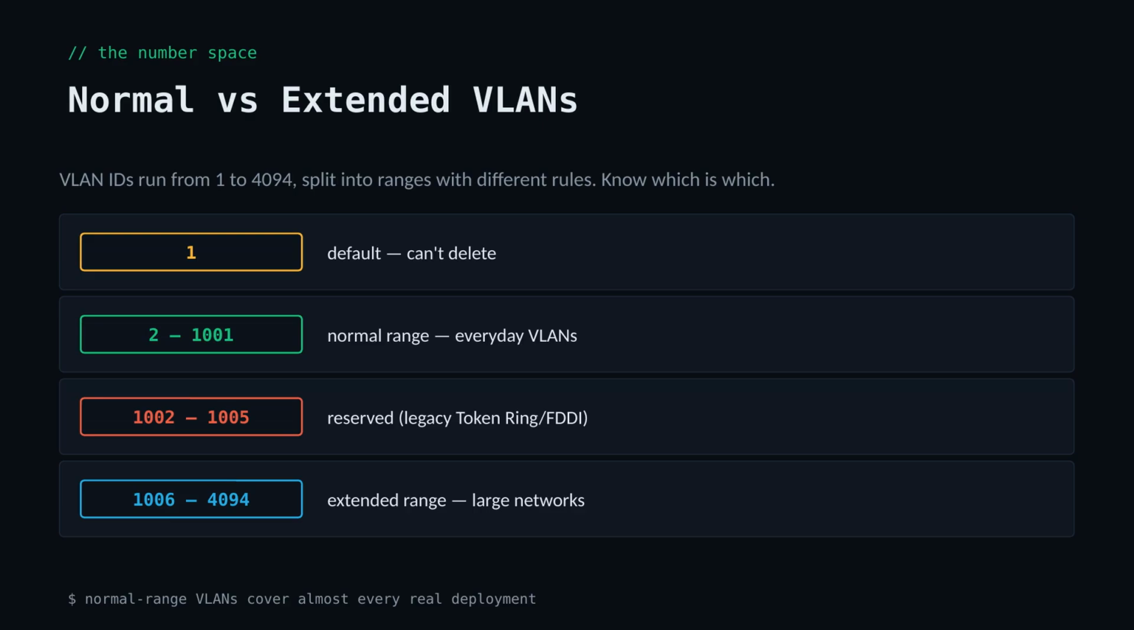VLAN IDs live in a space from 1 to 4094, but it's not one flat pool, it's carved into ranges with different rules. VLAN 1 is the default, and you can't delete it. 2 through 1001 is the normal range where almost every VLAN you'll ever configure actually lives. Then 1002 through 1005 is reserved for legacy token ring and FDDI, quietly taking up space for history's sake. And everything from 1006 up to 4094 is the extended range, reserved for larger networks that genuinely need that headroom.